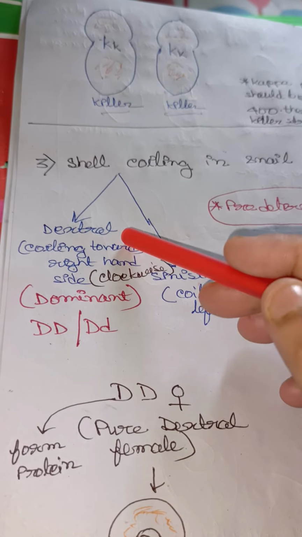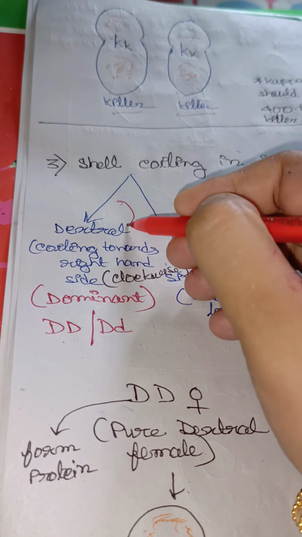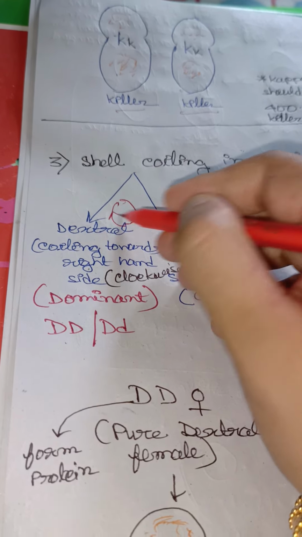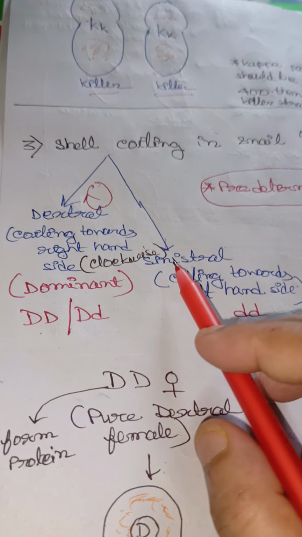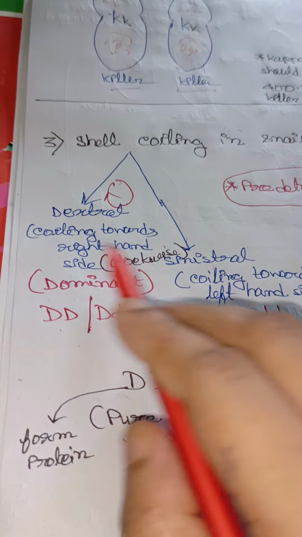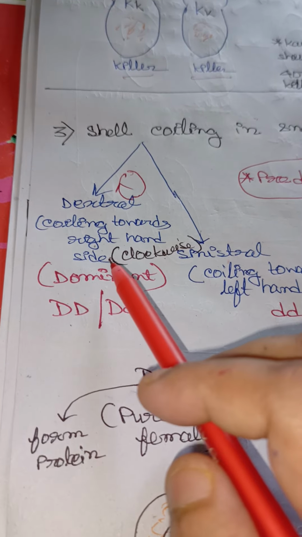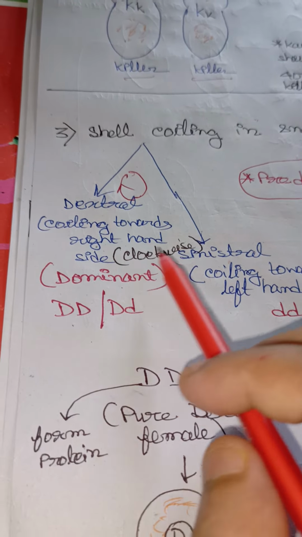One is the dextral, the coiling towards the right hand side, means in the clockwise direction. Dextral shell coiling is clockwise because the coiling takes place on the right hand side, and this is the dominant state. If the coiling is on the right hand side and clockwise, it will show the dominant character, means big D or big D small d, because big D will suppress the small d. And this type of coiling is called dextral.